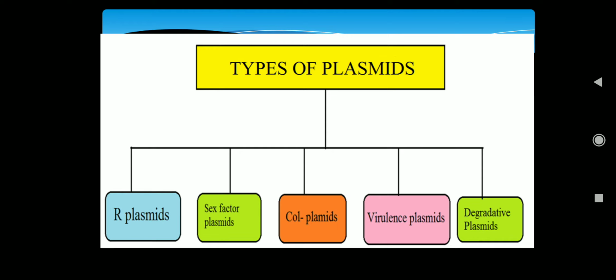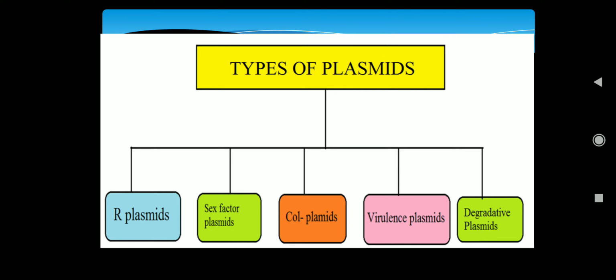Let us see the different types of plasmids. So we have R plasmids. As I told you, R plasmids are antibiotic resistant plasmids or drug resistant plasmids. So they confer drug resistance or antibiotic resistance genes. Then we have sex factor plasmids. Sex factor plasmids are the plasmids which help in conjugation.